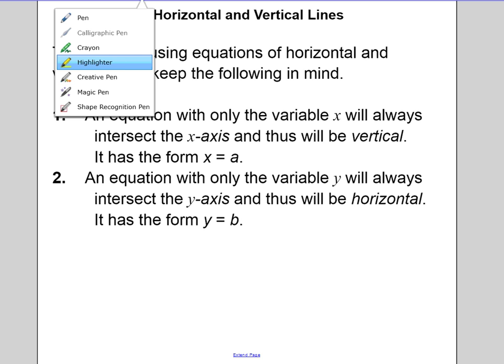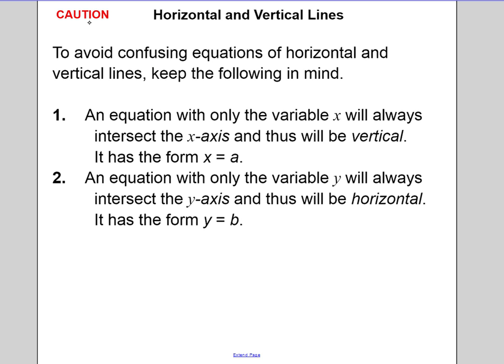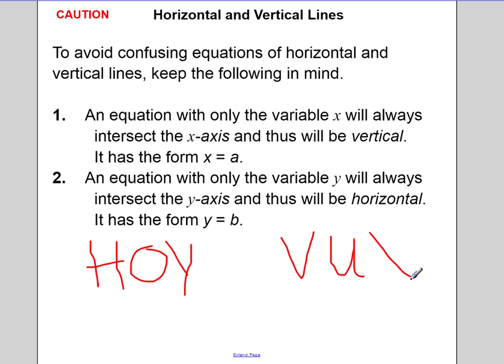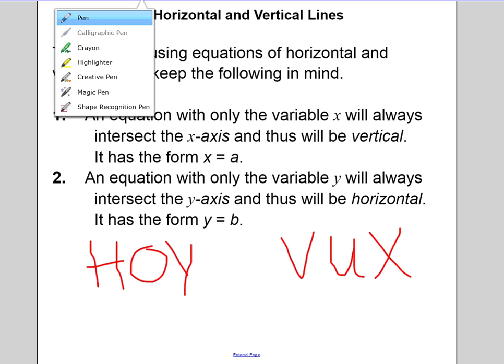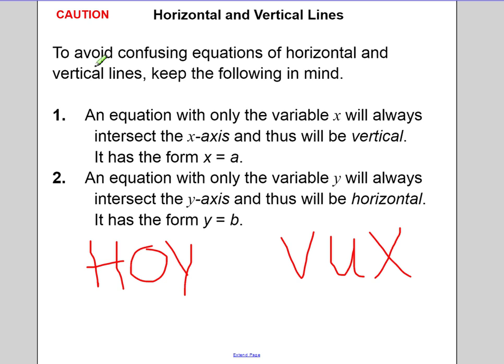Another way to remember those is by remembering the HOY and VUX. Or again, the H here stands for horizontal. The O really stands for zero slope, and the Y means that the equation of the line is in y equals b format.